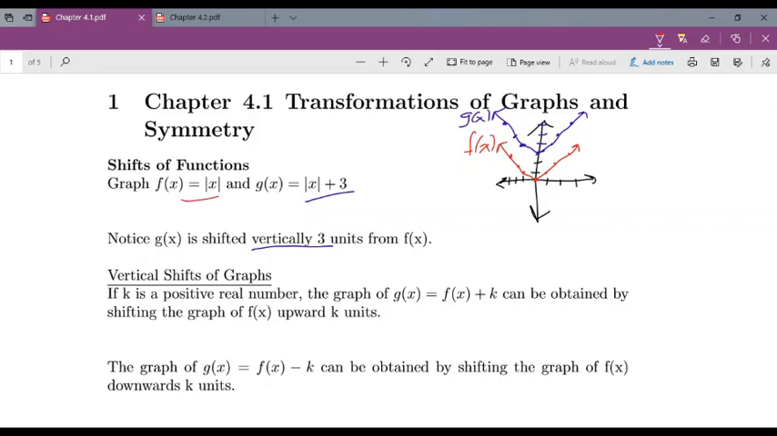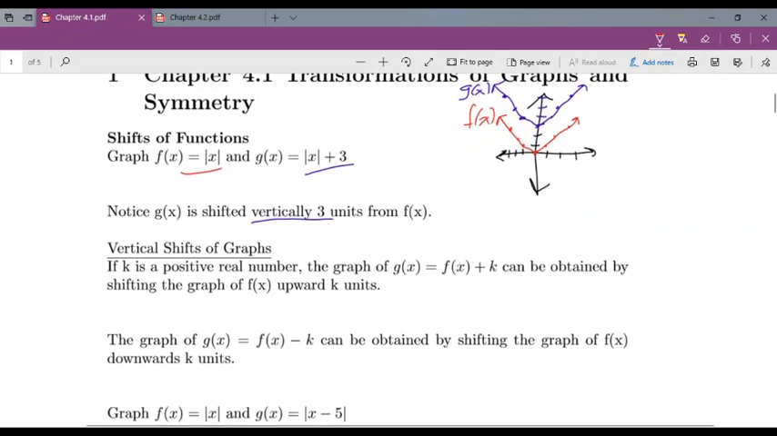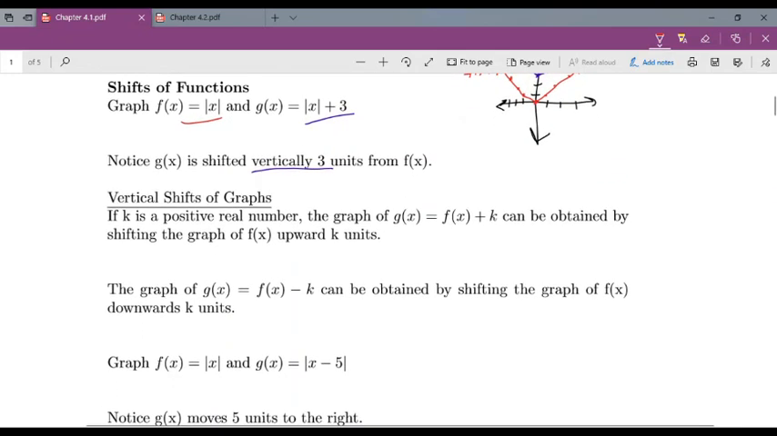Okay, so instead of having to take it and graph it piece by piece, we can learn what each of these things do. Okay, so if I've got a number to the outside of my function, it causes it to shift up or down. Essentially that's what this vertical shifts of graph says. It says if k is a positive real number, the graph of g of x equals f of x plus k can be obtained by shifting the graph of f of x upward k units.